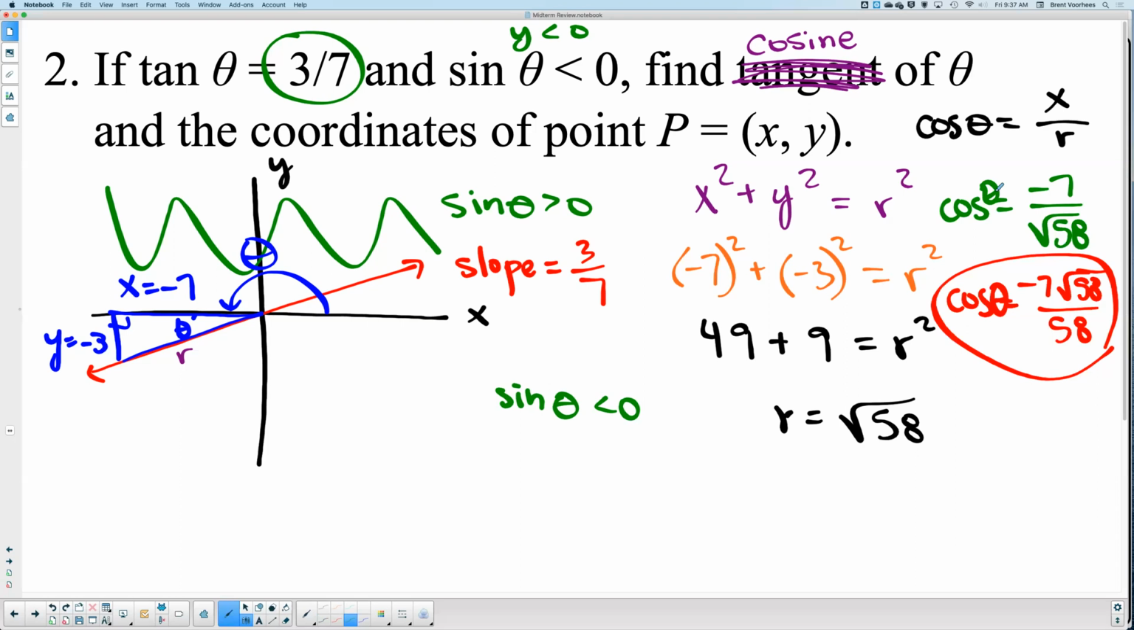Does that make sense? Sine is what letter? Y. Cosine is X. Tangent is Y over X, which we can think of as slope.